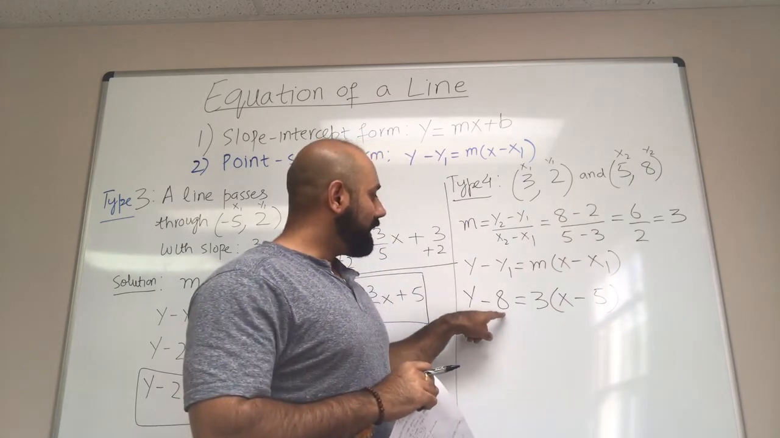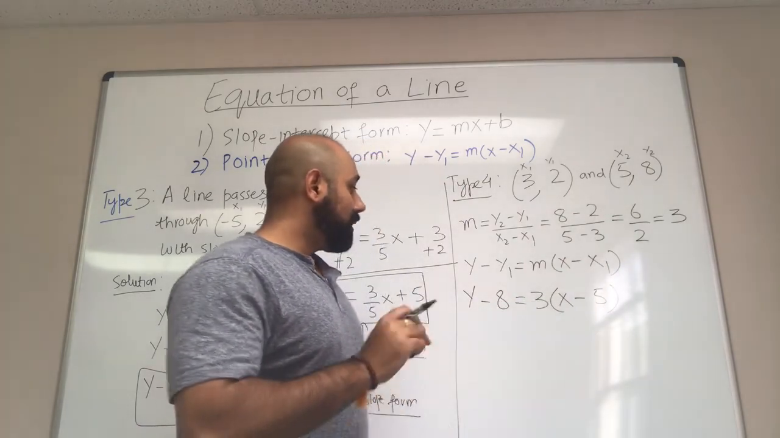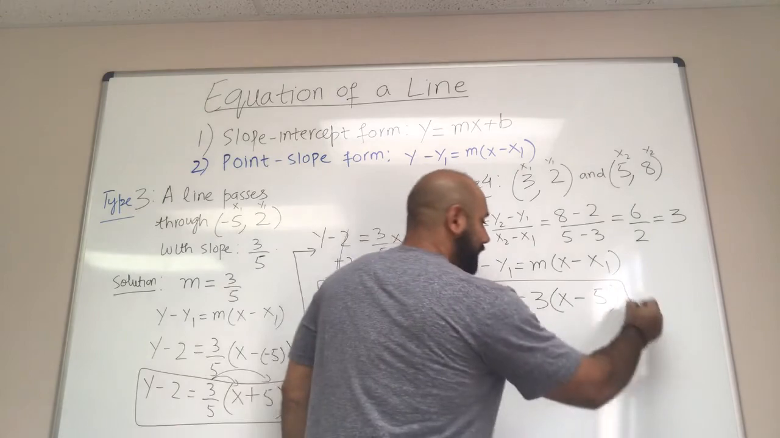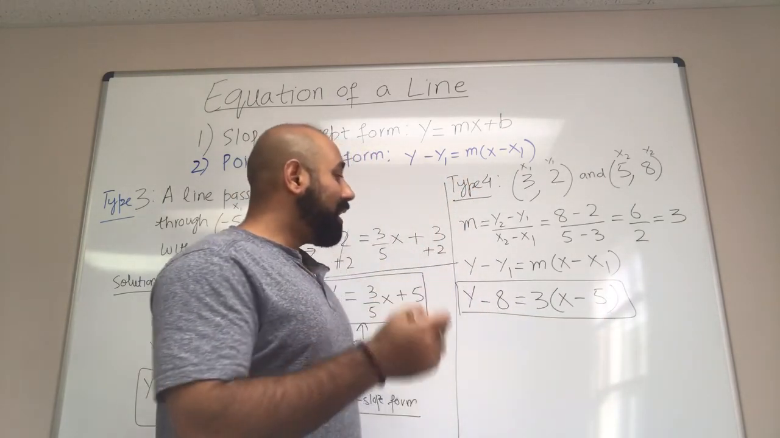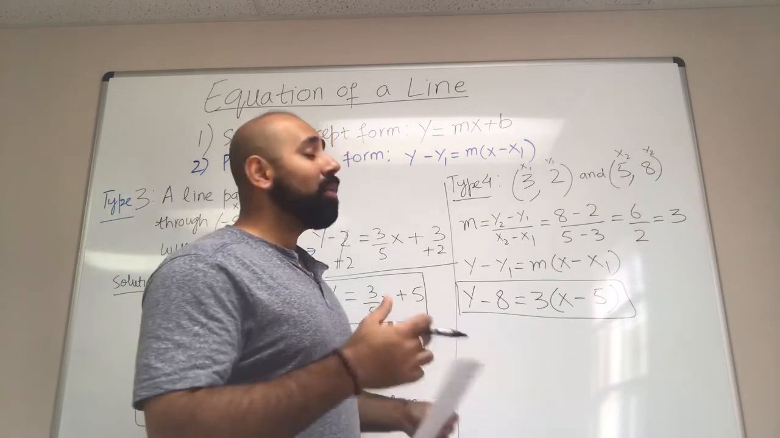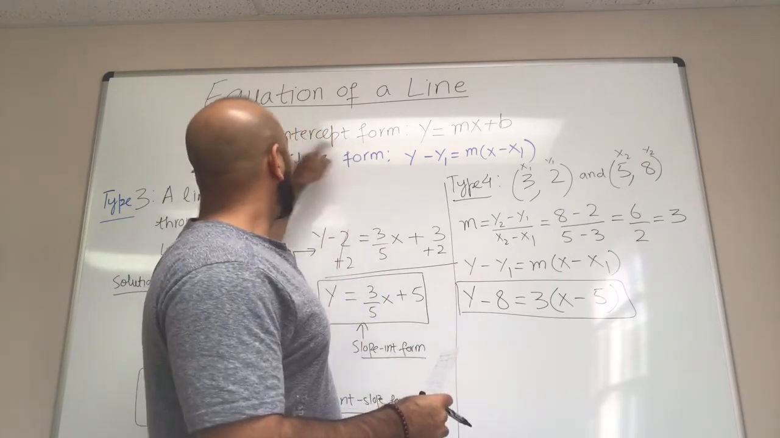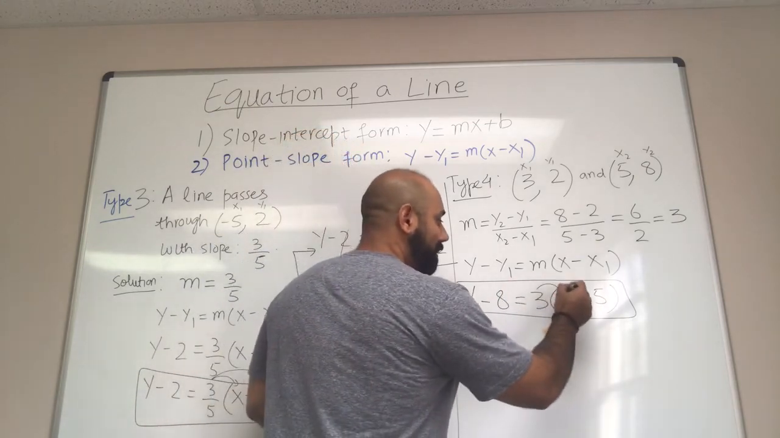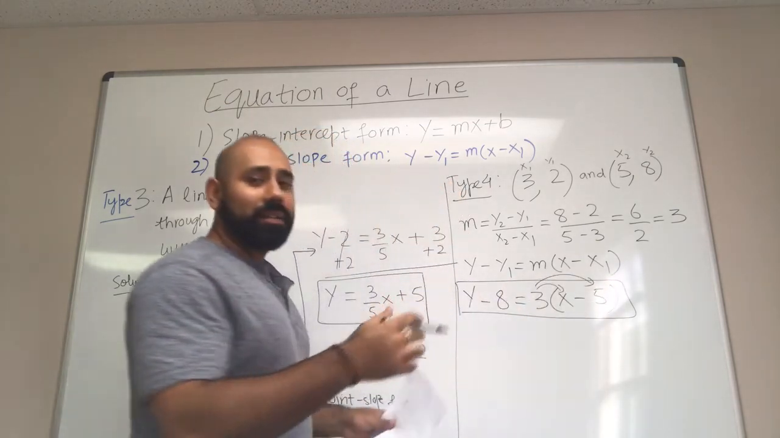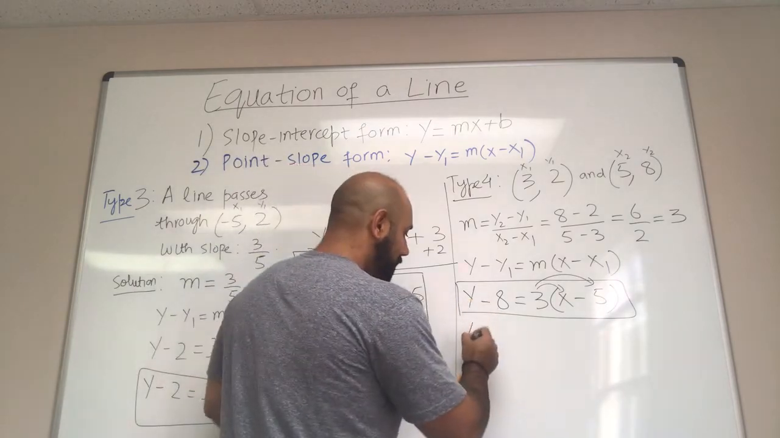When y is 8, x is 5. So you can leave it like this. This is totally fine if you want to leave it in point-slope form. But if you want this in slope-intercept form, again, it's not a big deal. You already know what to do. You just simply distribute this 3 and then simplify a little bit. So let's go ahead and actually do that.